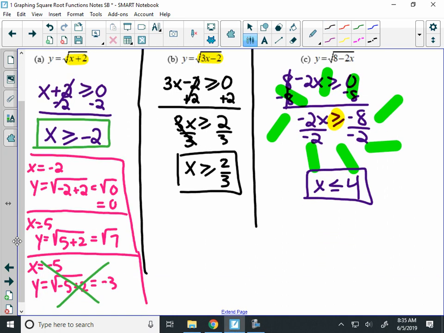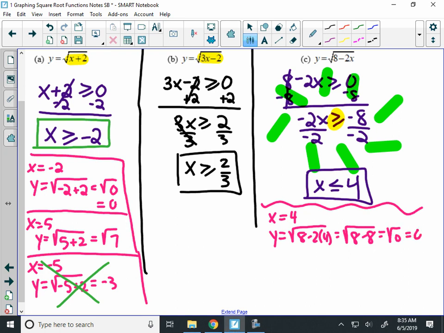Now again, let's talk like the first problem, what that means. If I took x equal to 4, right, I have less than or equal. So if I took x is equal to 4, and I put it into the radical, I would have the square root of 8 minus 2 times 4, which is 8 minus 8, which is the square root of 0. That's good. We're allowed to have 0 under the radical. So that's why x is allowed to equal 4.